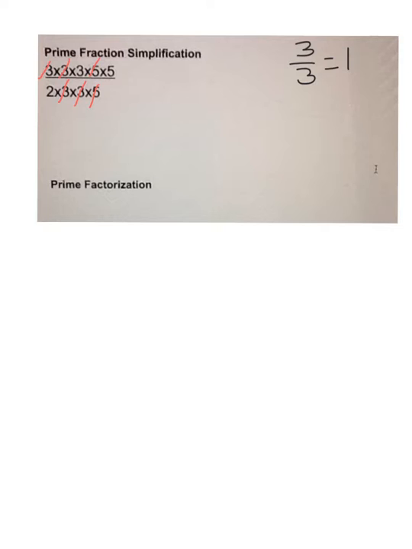On top, I am left with 3 and 5. So my top is equal to 3 times 5. And on bottom, I'm simply left with this 2, so 2 would go on bottom. Now from here, I can multiply across. 3 times 5 is 15, and 2 stays the same. So this is prime fraction simplification. And your answer is just 15 halves.